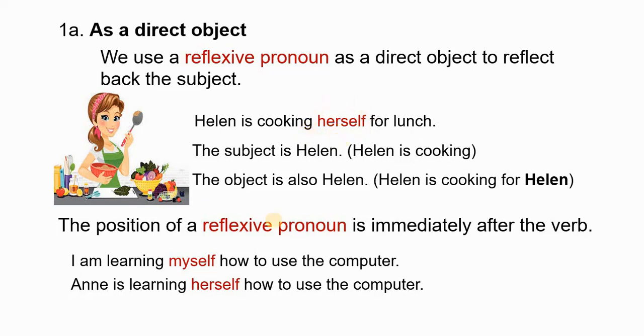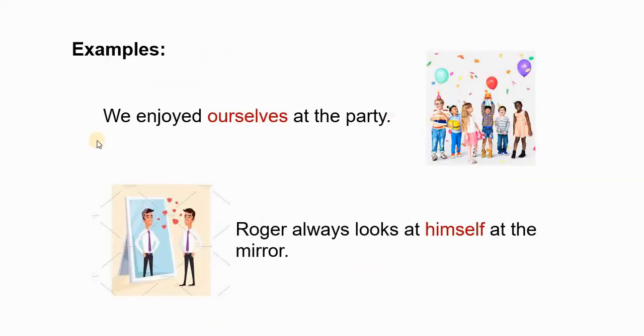So, more examples. I am learning myself how to use the computer. Anne is learning herself how to use the computer. So Anne is a female, so we use the third person singular female reflexive pronoun, herself. Okay? Another examples. We enjoyed ourselves at the party. Roger always looks at himself in the mirror.